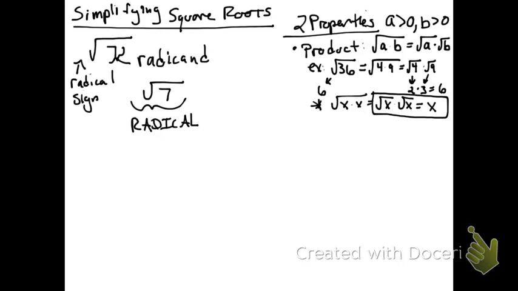The other property is the quotient property. And what that one is saying is the following. If you have a quotient of A over B inside of a radical sign, you can square root the top over the square root of the bottom. So you can square root the numerator and denominator separately.